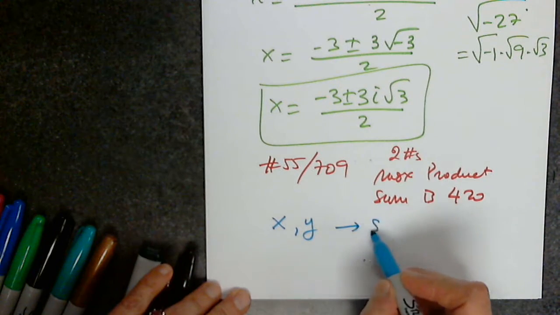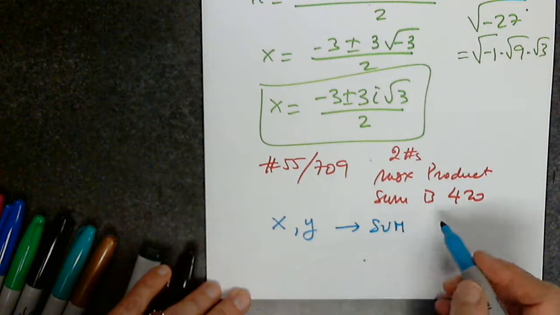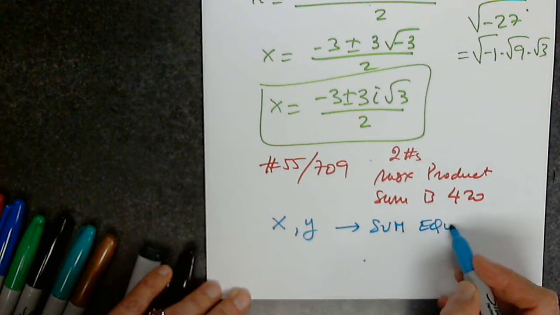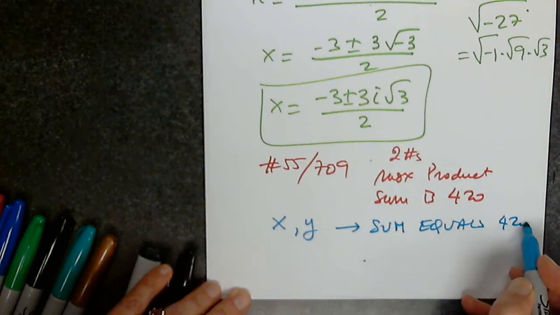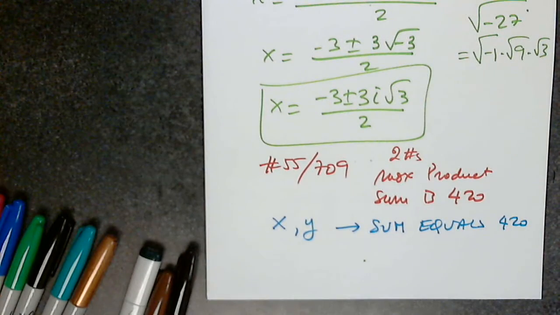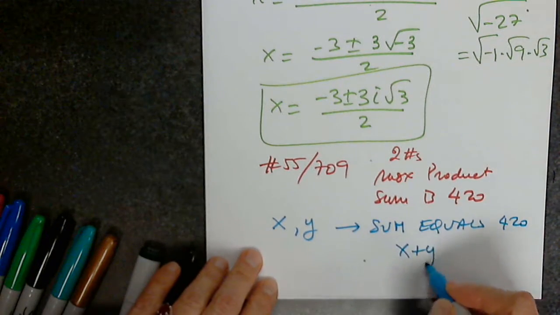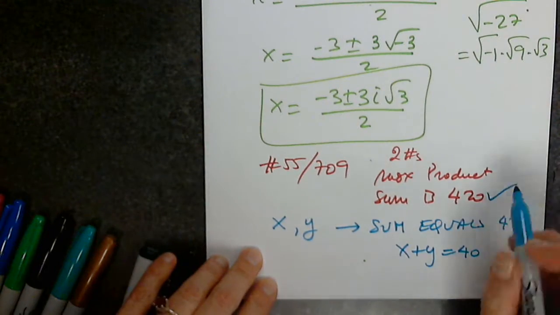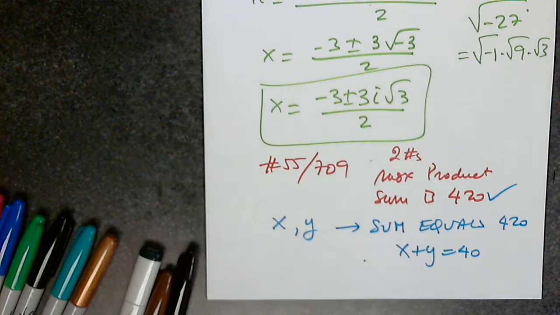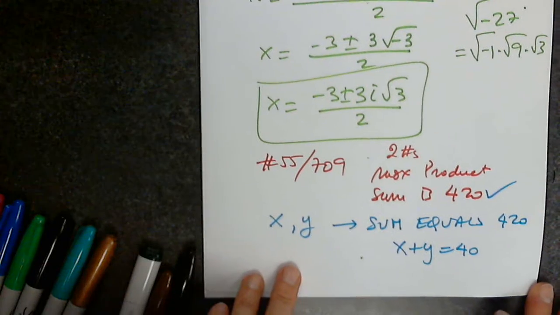Now, can anyone give us the sum of these numbers equals 420? Of course. So I use this for now. I show that their sum, the sum of these 2 numbers that I'm looking for, that I don't have, is 420.